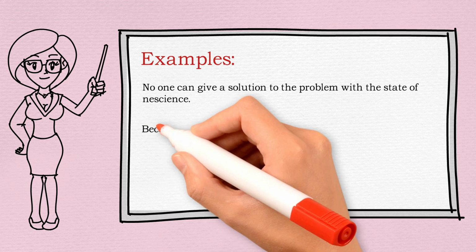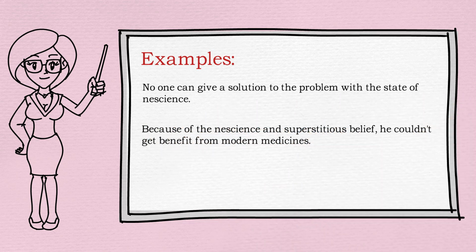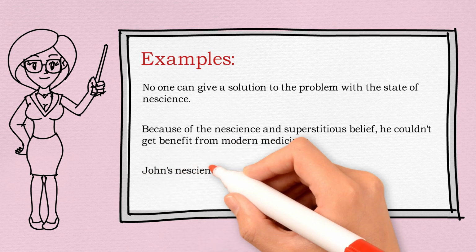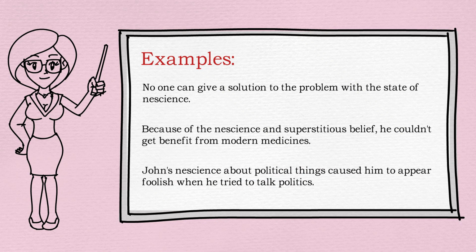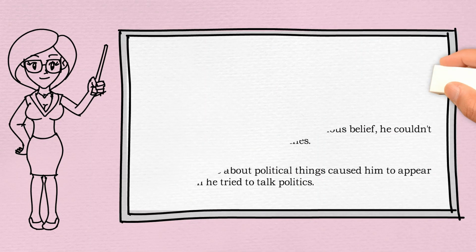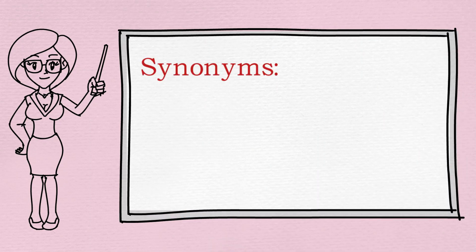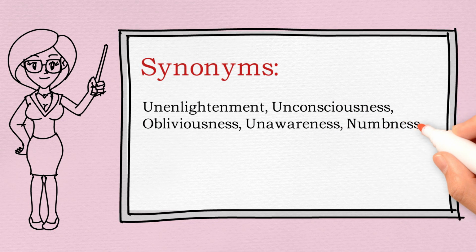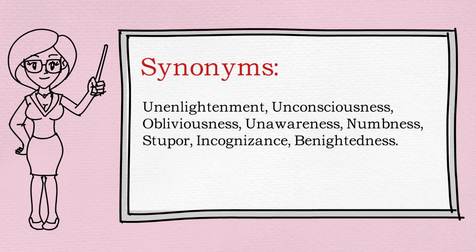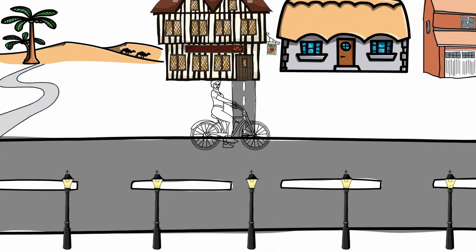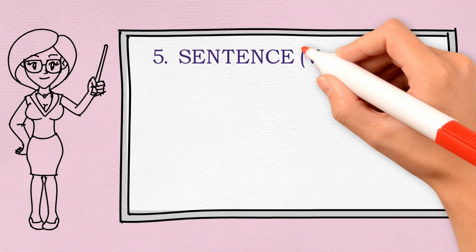Example 2. Because of the nescience and superstitious belief, he couldn't get benefit from modern medicines. Example 3. John's nescience about political things caused him to appear foolish when he tried to talk politics. Some of the terms referring to similar meaning to the word nescience are unenlightenment, unconsciousness, obliviousness, unawareness, numbness, stupor, incognizance, benightedness. The next word of the day is Sentence.